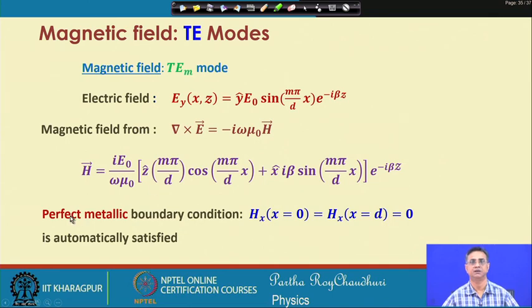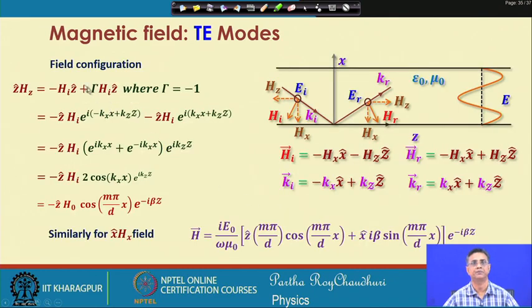Now we can impose the perfect metallic boundary condition that H x at x equal to 0 is 0, and H x at x equal to d is also 0, and that condition is automatically satisfied here. If you plug in x equal to 0 here and here, then this H x component of the field automatically becomes 0. This is the x component of the field and this is the z component, but the x component, which is not the tangential component, will be equal to 0.